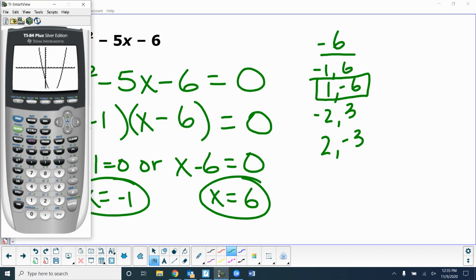Okay, go to my table, second graph. I got a 0 at negative 1. So that's the one on the left. And there's a 0 at 6. So if you're getting stuck factoring, you could look at the graph to help you factor. Why don't you use that anyway? Just giving you a few hints.